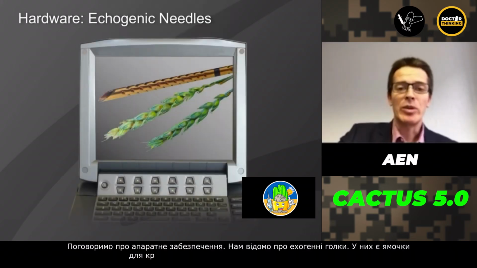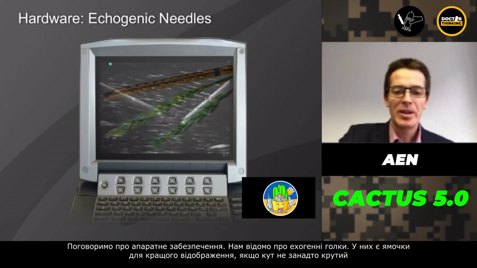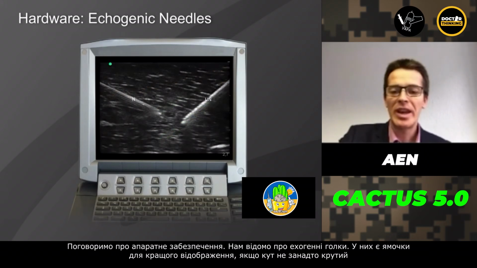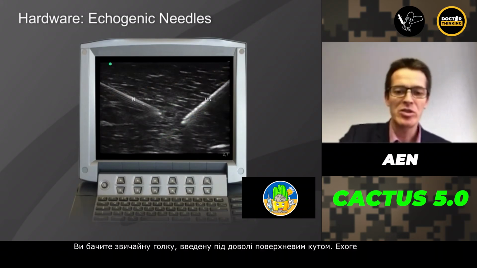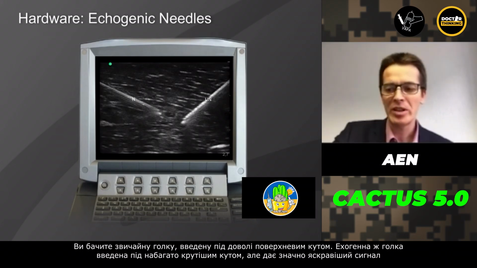Let's talk about hardware solutions. Of course, we all know echogenic needles, and they have these little cornerstones inside that create a better reflection despite very steep angles. This is what you can see here. You see a normal needle which goes in at a quite shallow angle, and the echogenic needle is inserted much steeper and creates a much brighter signal.